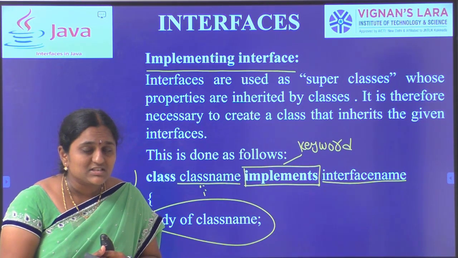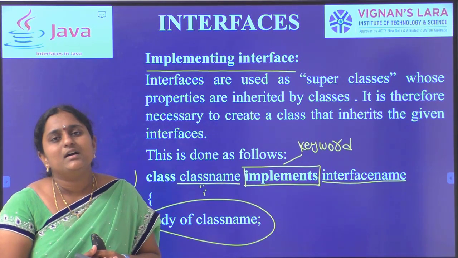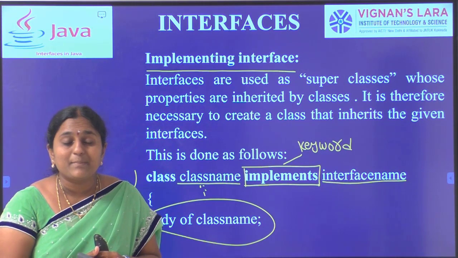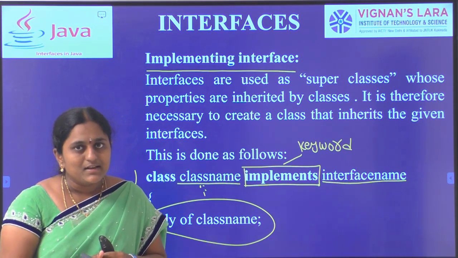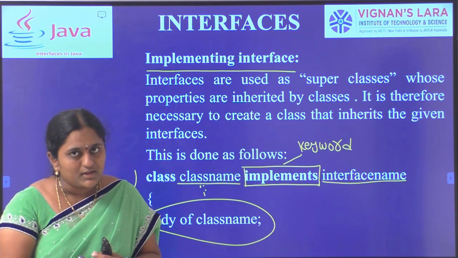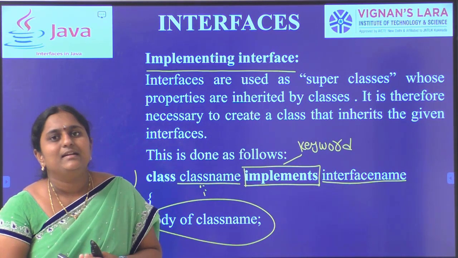At the time of compilation, the compiler checks whether the user is providing the body of the corresponding interface or not. Otherwise, the compiler could not compile our program. At the time of compilation, it leads to an error. That is the importance of the implements keyword. By using the implements keyword, we can provide the body of the corresponding interface.